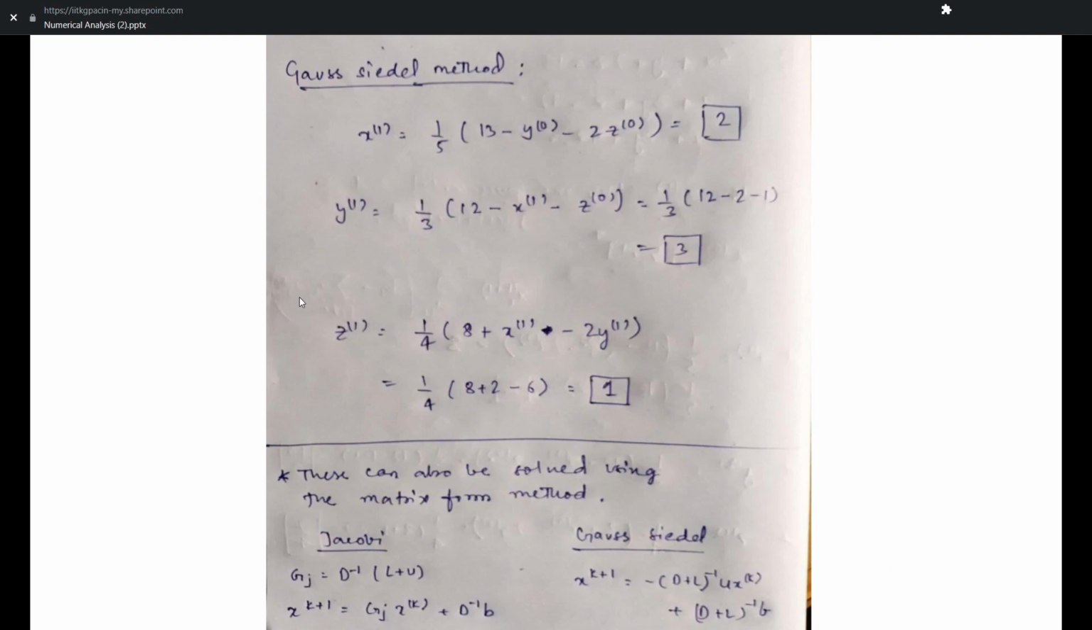Now let us do it by the Gauss-Seidel method. The first step will remain the same. In the calculation of x1 we obtain 2, and when we are calculating y1 we use the recently evaluated value of x1 and we get the value of y1 as 3. When we are evaluating z1 we use the values of x1 and y1 and we get the value as 1. These can also be solved by using the matrix form method, by calculating the iteration matrix and then doing multiplication.